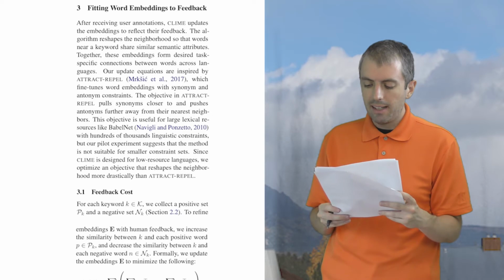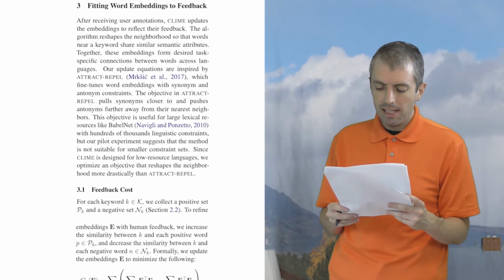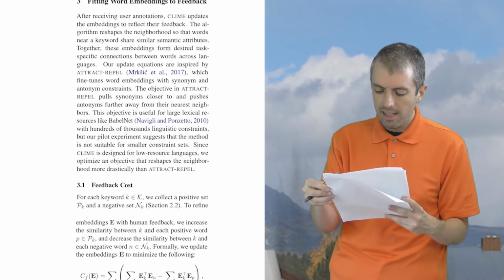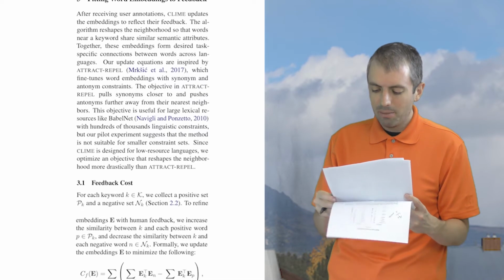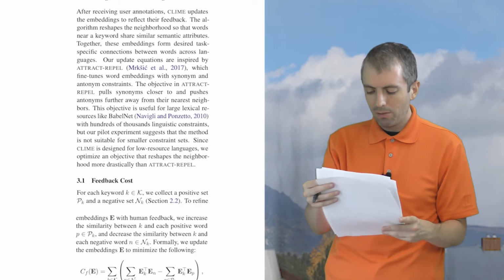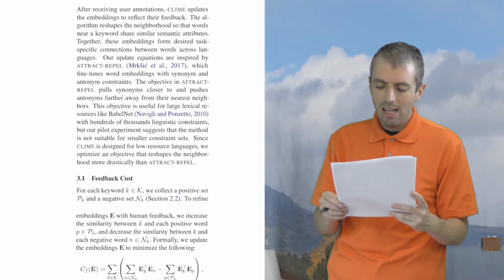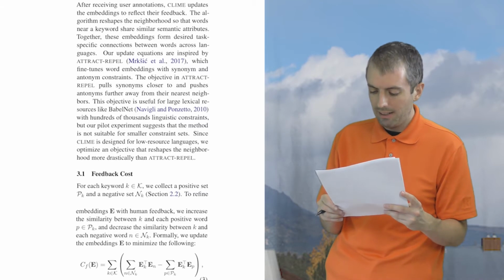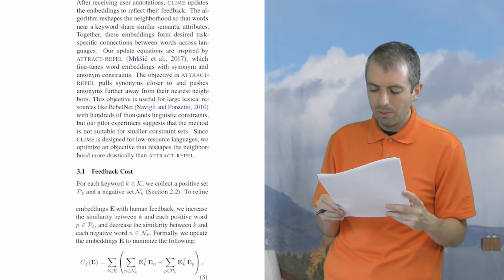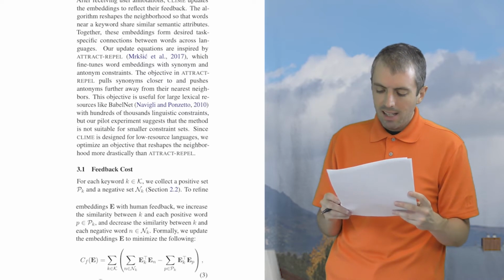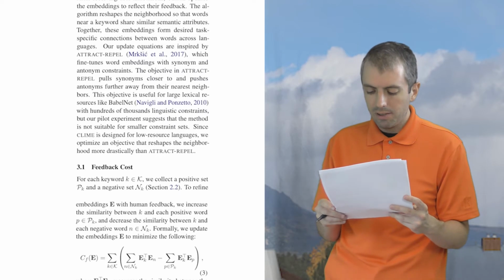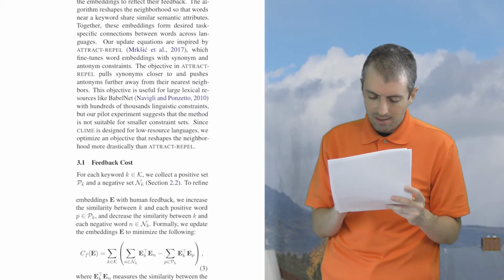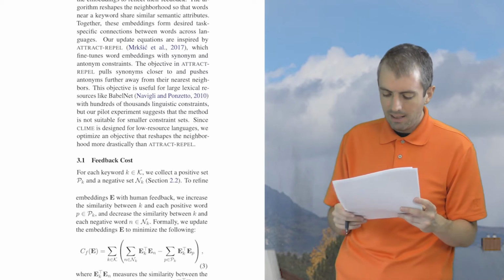After receiving user annotations, Climb updates the embeddings to reflect their feedback. The algorithm reshapes the neighborhood so that words near a keyword share similar semantic attributes. Together, these embeddings form desired task-specific connections between words across languages. Our update equations are inspired by attract-repel, which fine-tunes word embeddings with synonym and antonym constraints. The objective in attract-repel pulls synonyms closer to and pushes antonyms further away from their nearest neighbors.